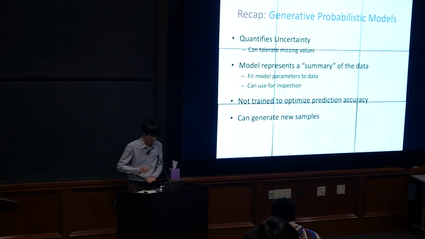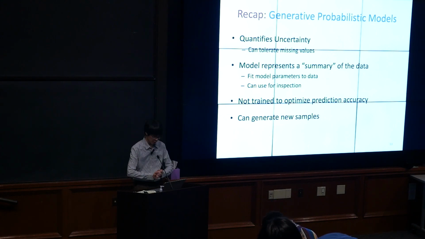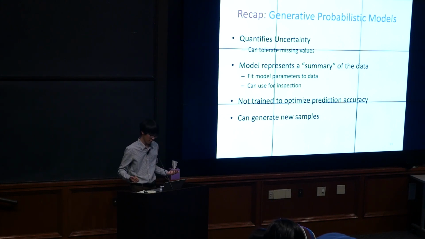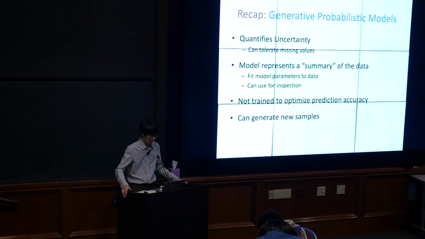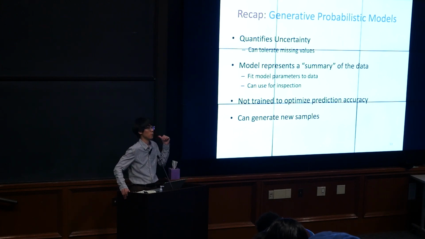Okay, so last slide. Just to recap, generative probabilistic models quantify uncertainty in the sense that they can tolerate missing values. You can just marginalize out whatever variable that you don't have, and so you can quantify uncertainty that way. The model itself is a full summary of the data because it learns the full joint distribution. And you can fit the model parameters to the data. You can, in fact, use the model itself for inspection, right? Do some of these probabilities that you've learned make sense with the data that you expected?